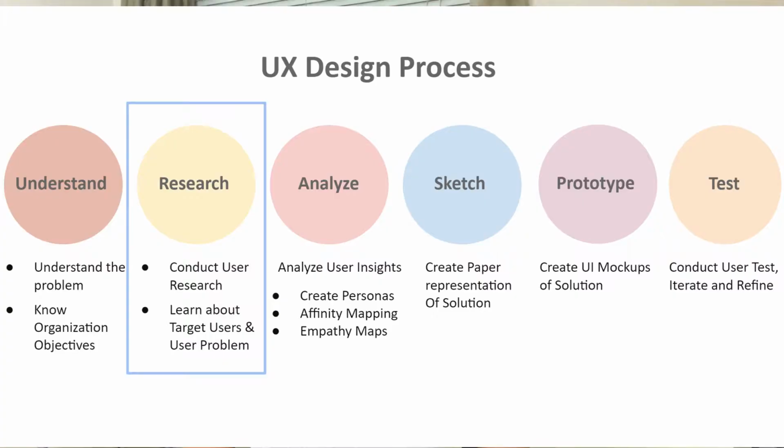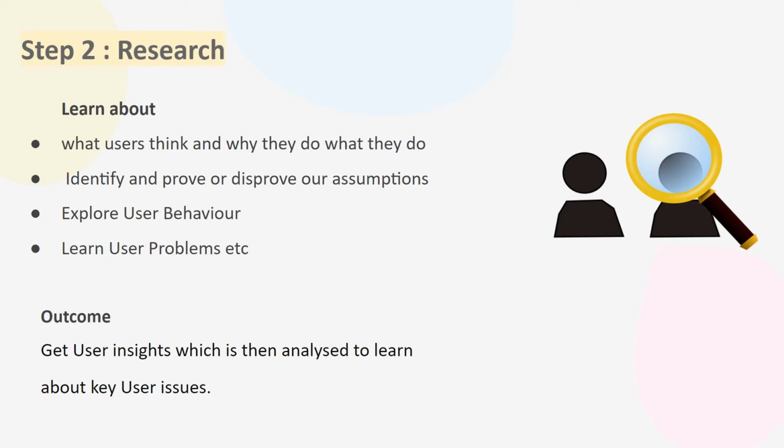Now that you have your design strategy in hand, the next step is to carry out user research. Carrying out user research helps you to understand what users think and why they do what they do, identify and prove or disprove the assumptions, explore user behavior and learn user problems. There can be a huge difference between perception and reality. An organization might think that a user has problem A, but in reality, the user might have problem B. But how to find that? In order to find that, you have to conduct user research.